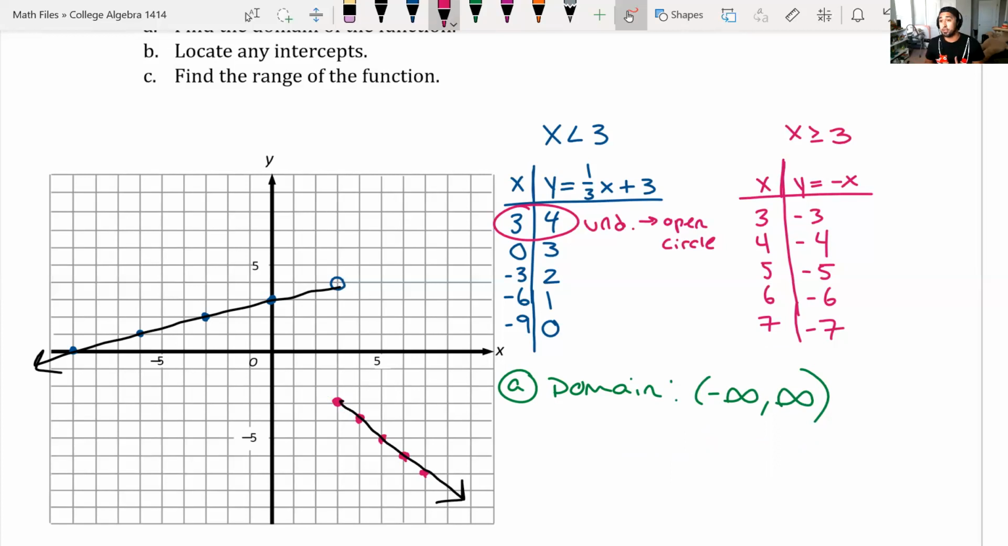All right, so that's the domain for this function. So tricky, definitely. I mean, just look out for it. A defined point will be stated over an undefined point.